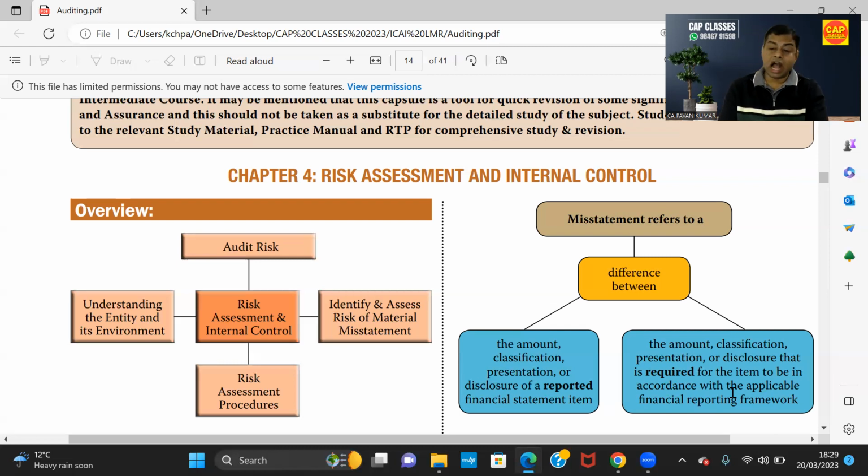How that is to be disclosed? How it is disclosed? How that is to be classified? How it is classified? How the information is to be presented? How it is presented? So that means actually, A, how the company has done. B, how it should be done, how it is required to be done. If both are same, there is no misstatement. If both are not same, there is a misstatement.